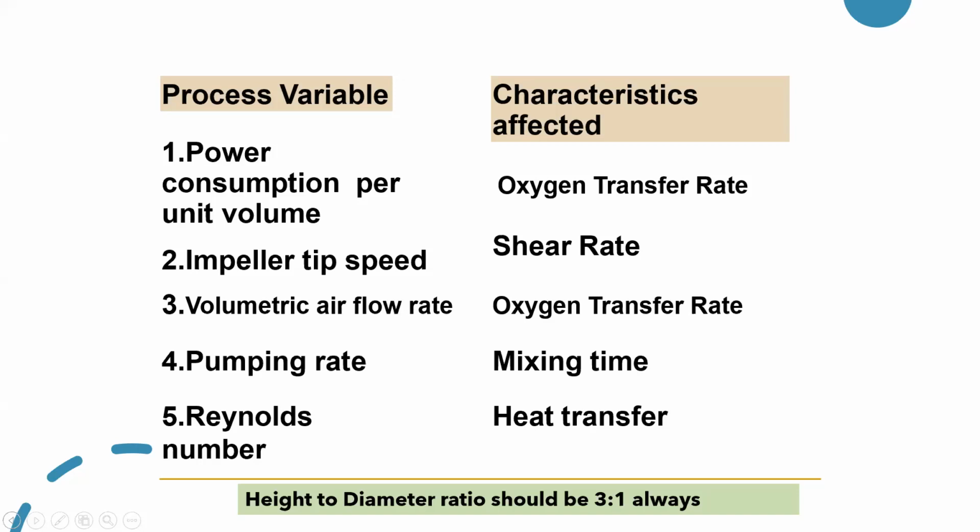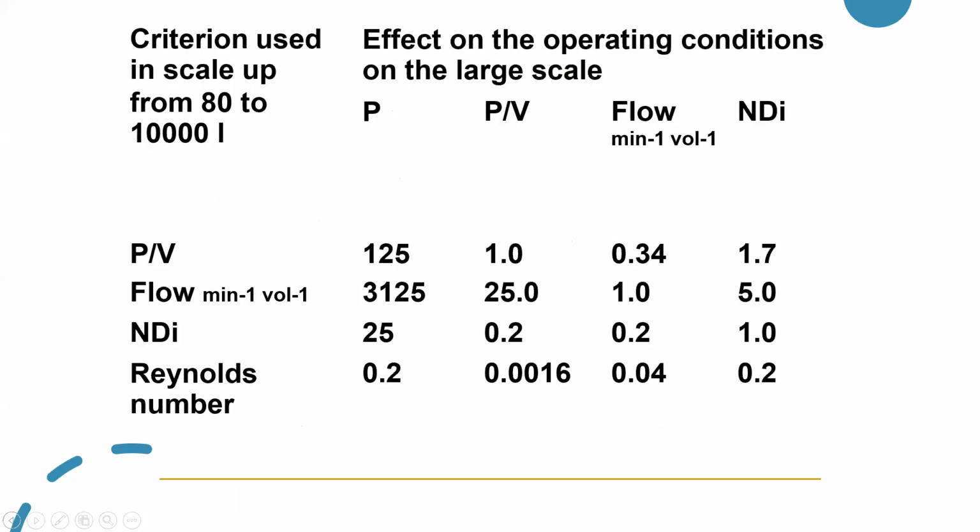I've shown you some calculations from an industrial site, where they scaled up a process from 80 liter to 10,000 liter, and how they determined what the P should be, what the P/V ratio should be, and the flow rate. It was just to give you a hint of how we do the calculations.